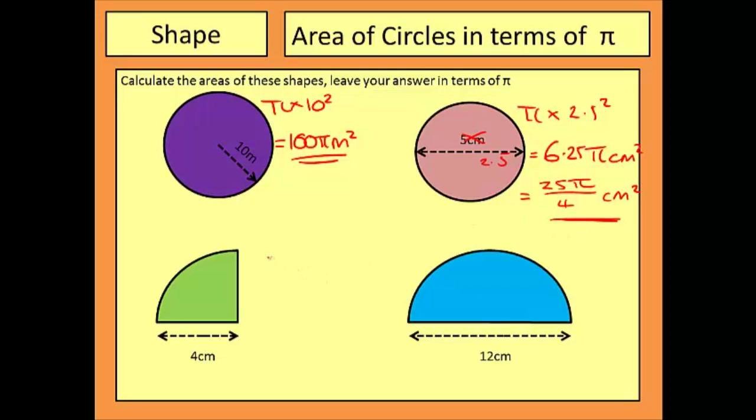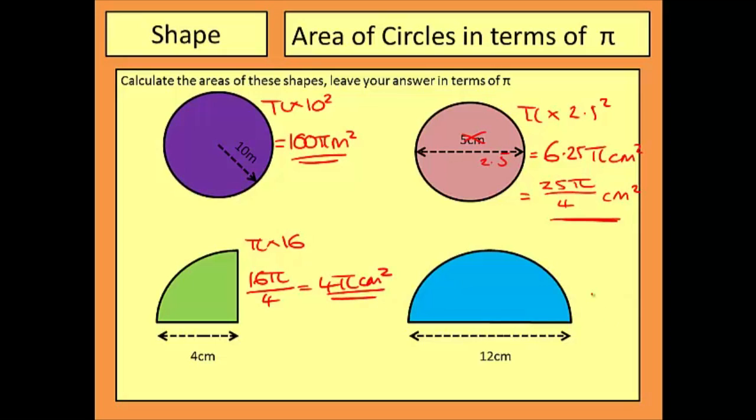On to the third question. I'm going to do pi times the radius squared, so I end up with 16 pi here, but that needs to be divided by 4, so 16 pi divided by 4 will actually simplify down to just 4 pi centimeters squared.